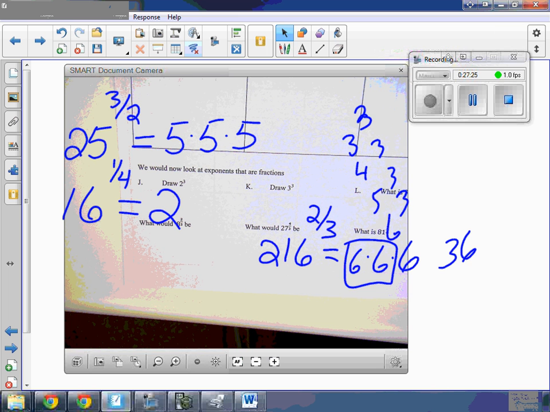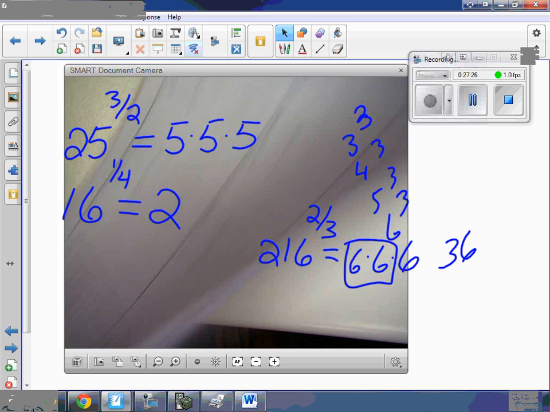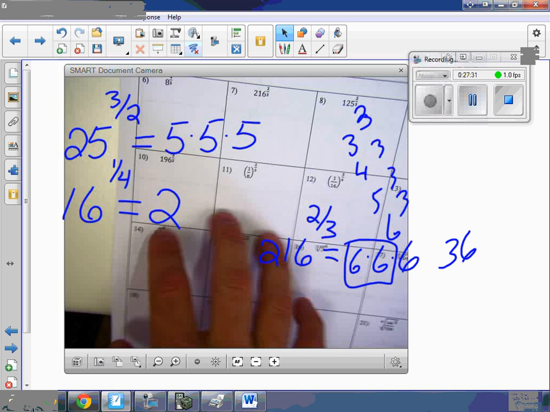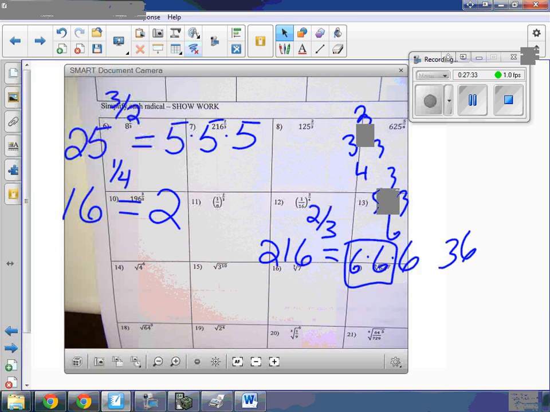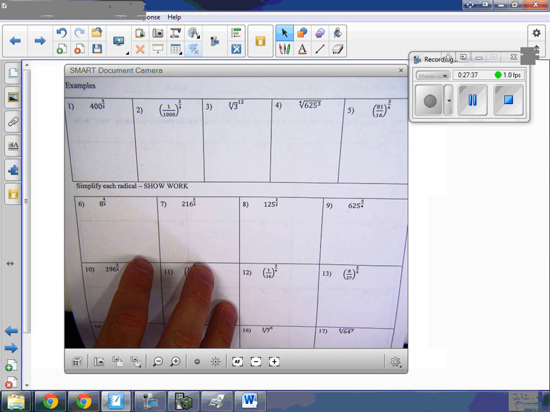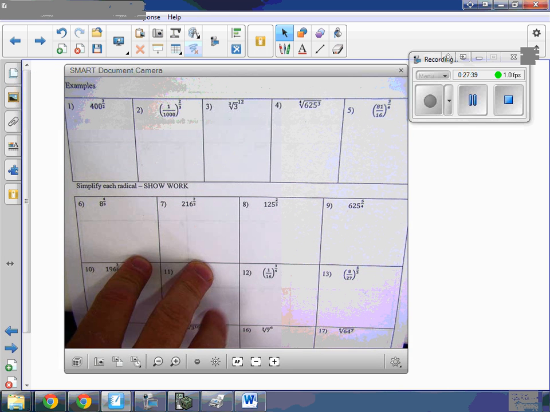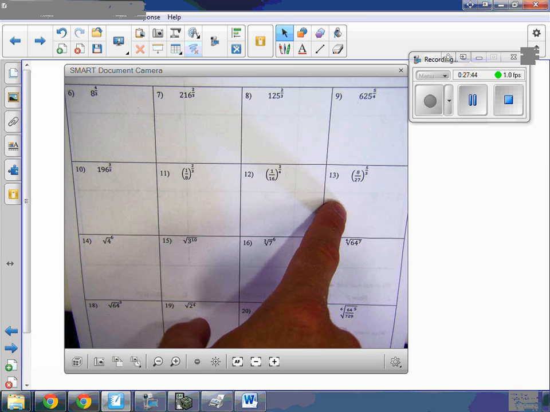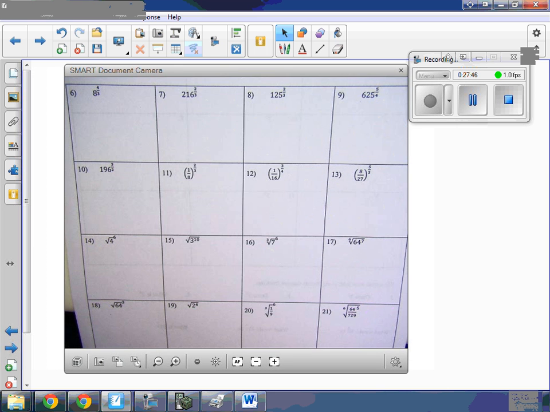Okay, your homework for tonight, if you turn the page, we will work the first set of problems tomorrow in class. So we will do 1 through 5 in class. I want you to do 6 through 13. That's your homework tonight, 6 through 13.